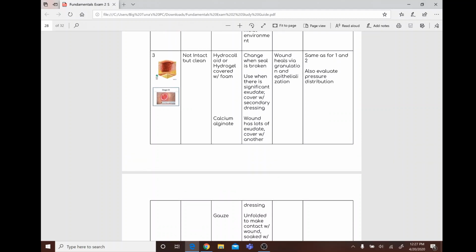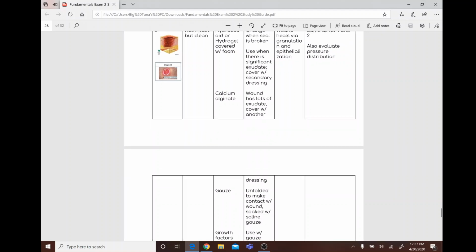What do we know about using hydrocolloid and stage 3? Change when the seal is broken. What do we know about using hydrogel covered with foam in stage 3? Used when there is significant exudate, covered with secondary dressing. What do we know about calcium alginate in stage 3? Wound has lots of exudate, covered with another dressing.